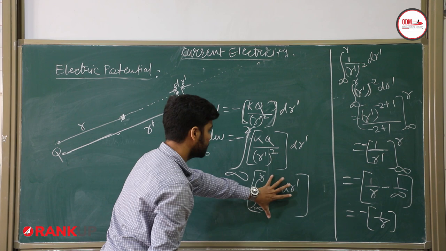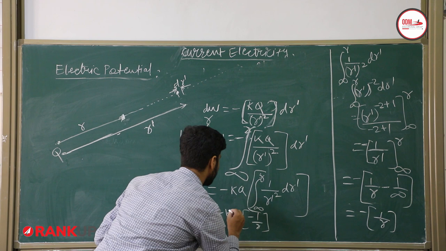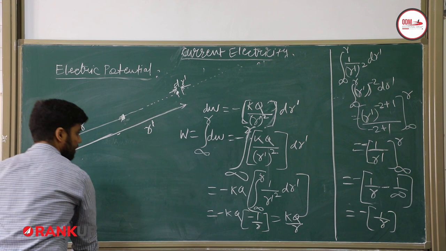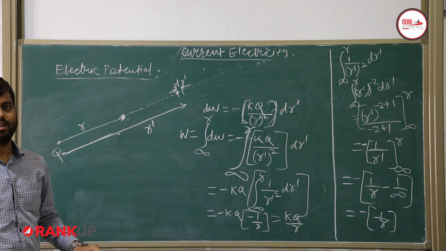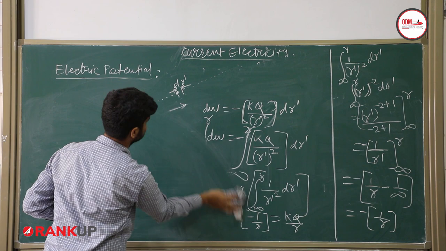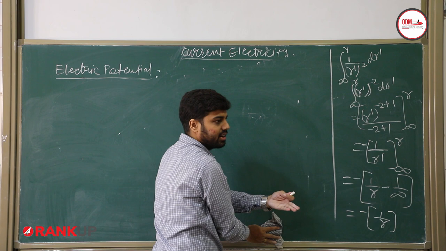So finally the value we have got is minus 1 by r, so we can put it here: minus kq into minus 1 by r. When multiplied, this whole will give you kq upon r. Have you understood this? So we have got that the potential due to a point charge q at any point at a distance r is given by kq upon r. I have told you this derivation because it is very important for competitive exams also, even for your NTSE, and this is read in class 11th and 12th.